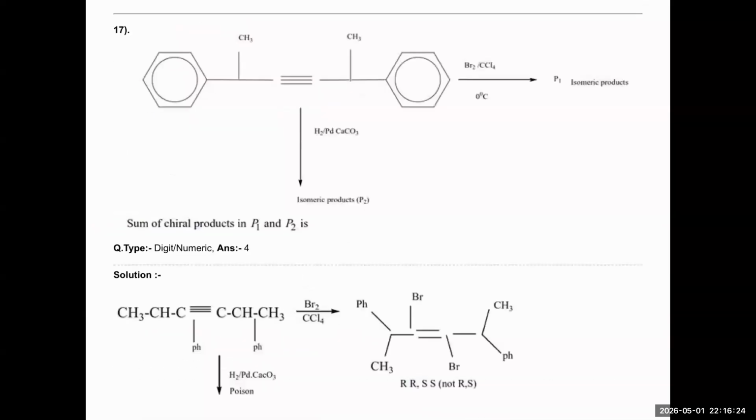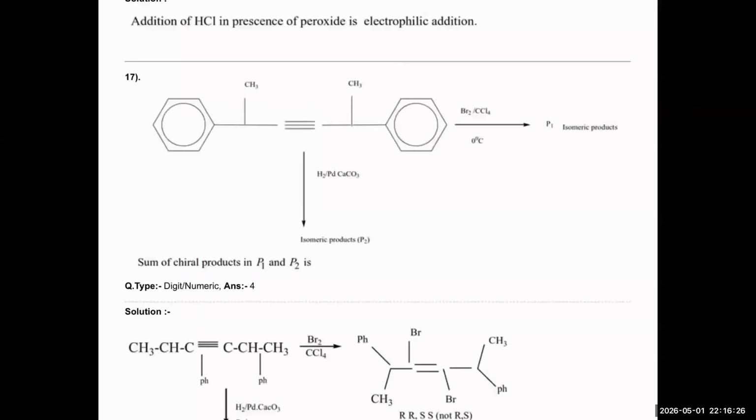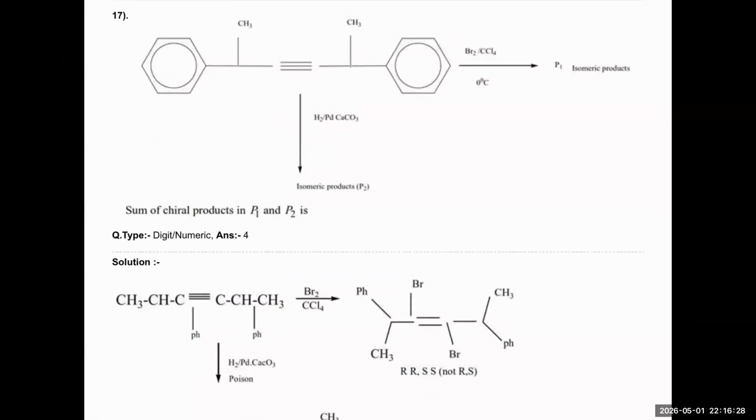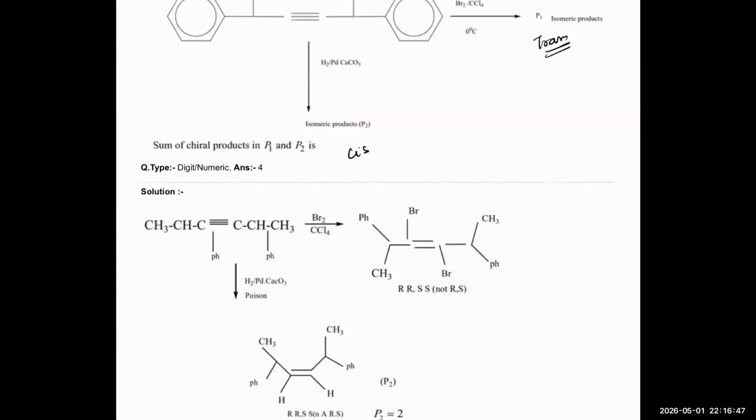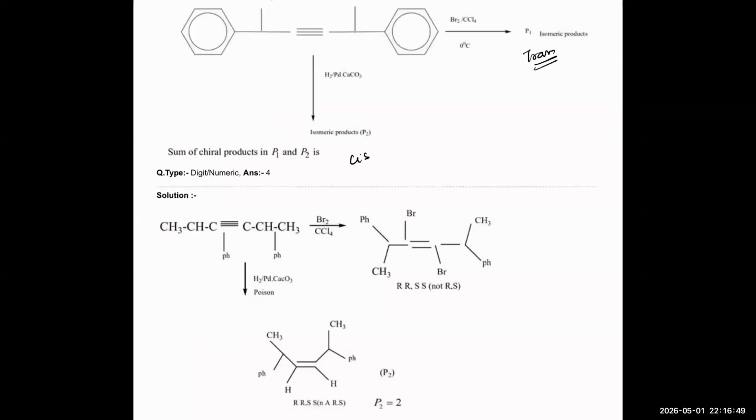Right, check out the 17th one. In the 17th one, we have a triple bond. Adding here, you will get the cis form, and Br here, you will get a cis form here. Br here, we'll get this as a trans form. Okay, clear? So you can please notice that some of the chiral products in P1 and P2.